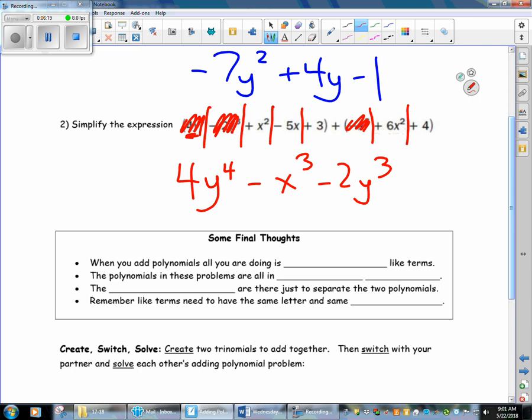Now, how about some x squareds? I see 6 over here and 1 over there. So that's a 7x squared. And then I have a negative 5, and that's it. So I'm just going to put negative 5x. And then 3 and 4 gives me 7. Okay? And that is it for today's notes.